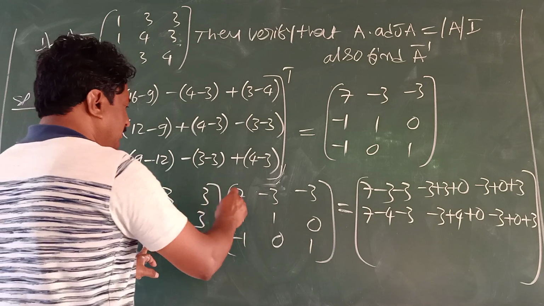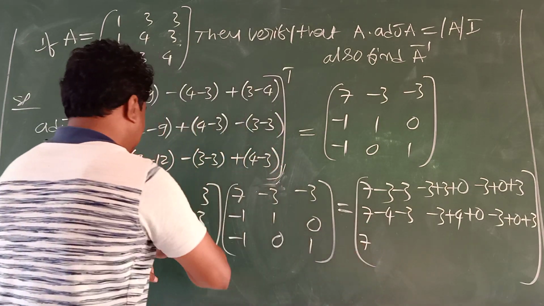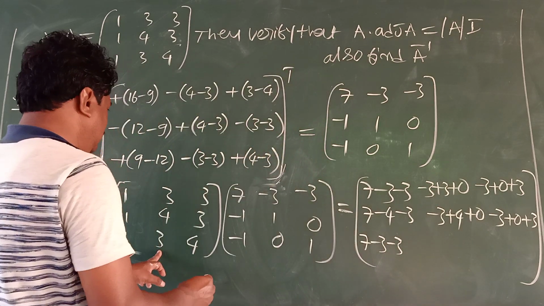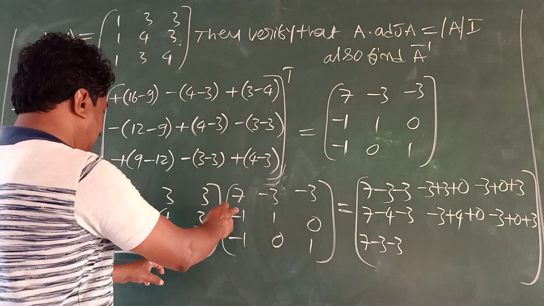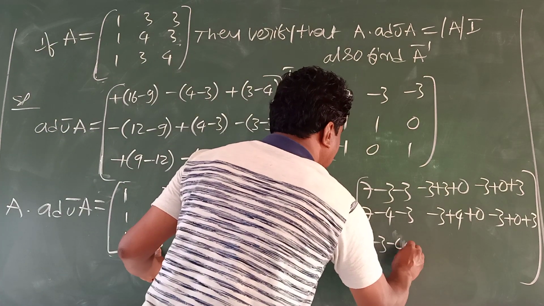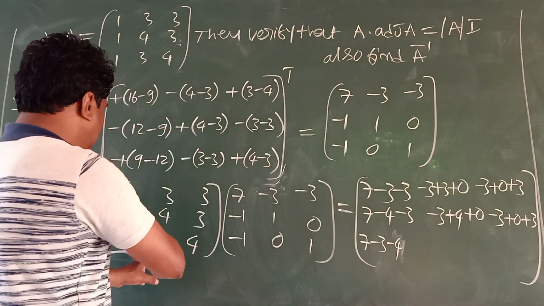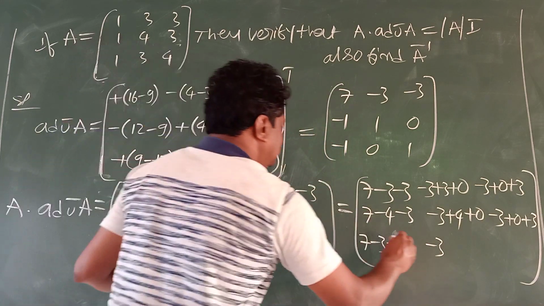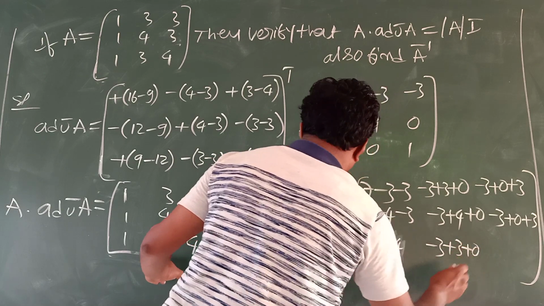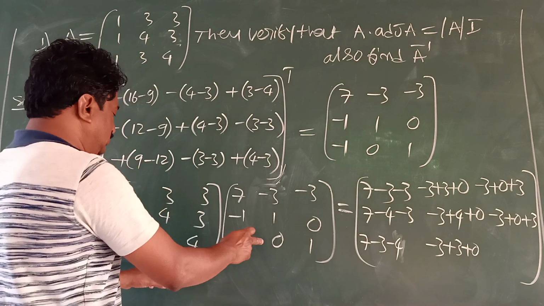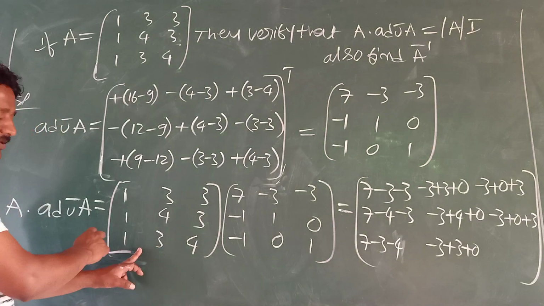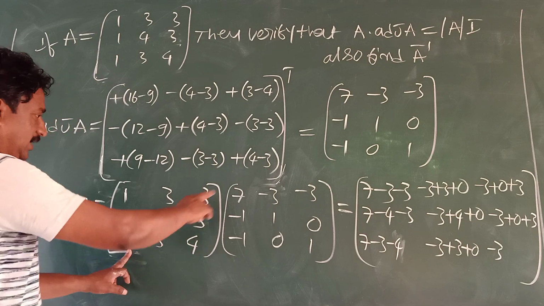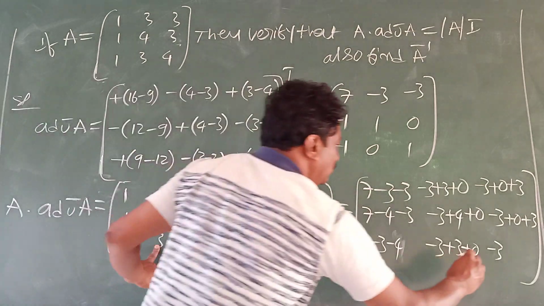Third row first column: 7 minus 3 minus 4. Third row second column: minus 3 plus 3 plus 0. Third row last column: minus 3, 0, plus 4.